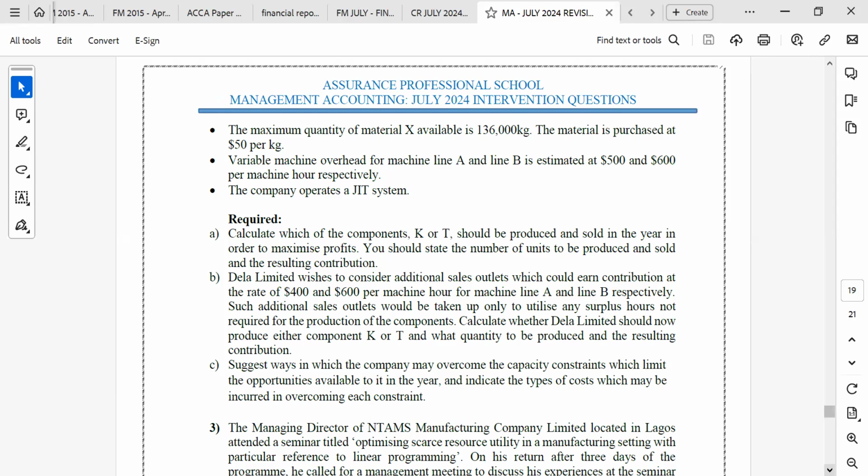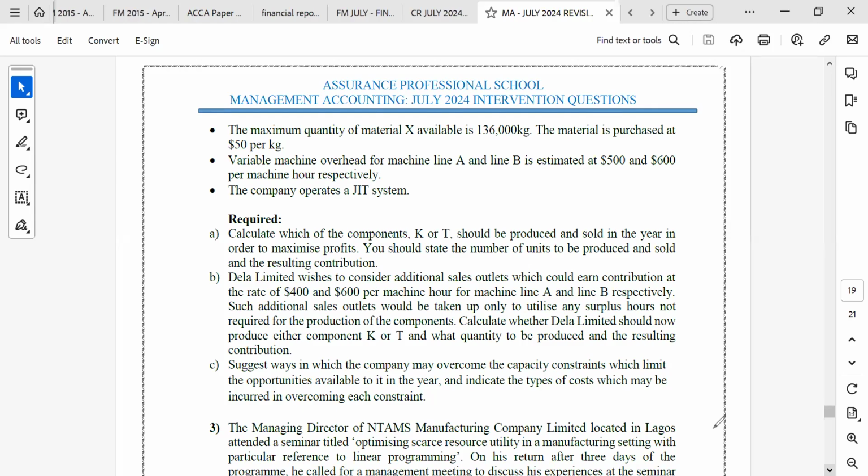Okay. Dela Limited wishes to consider additional sales outlets, which could earn a contribution at the rate of 400 and 600 per machine hour for machine line A and machine line B, respectively. Such additional sales outlets will be taken up only to utilize any surplus hours required for the production of the components. Calculate whether Dela Limited should now produce either component K or T, what quantity to be produced, and the resulting contribution. Very, very simple.